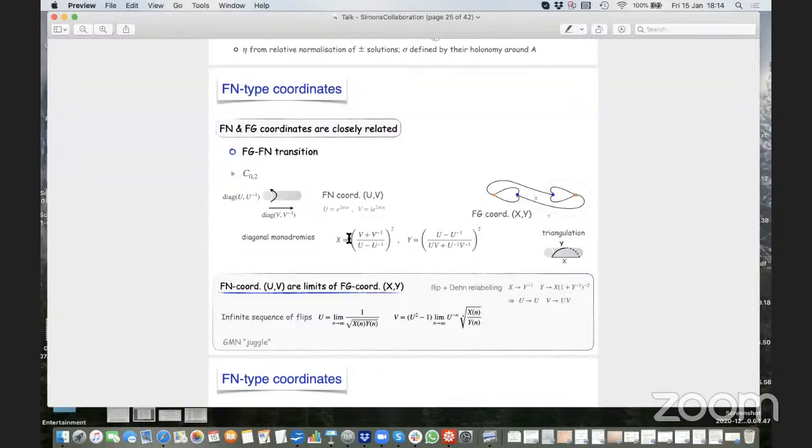On the other hand, there are relatively simple expressions for them in terms of Fenchel-Nielsen coordinates. But it's the same physical quantity. So equating those two expressions gives, if you like, a change of variables formula, which is exactly this one.